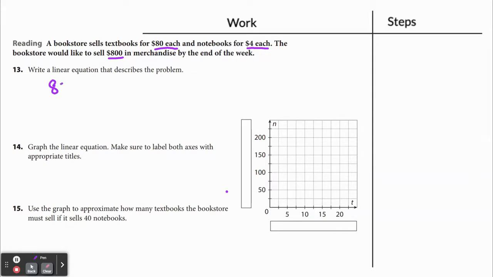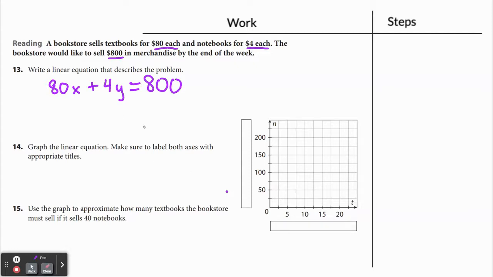So the easiest form to help us out with this situation is actually going to be standard form, because I know that if I take $80, I'm going to multiply that by the number of textbooks. That's going to give me how much money I make from textbooks. Then I'm going to add that to 4 times the number of notebooks, because if I multiply 4 times the number of notebooks, that'll give me the total cost of notebooks. And if I add those two together, my goal is really, okay, I want to make $800.